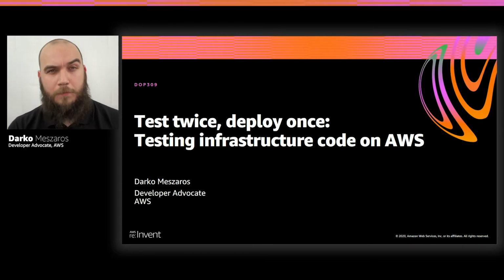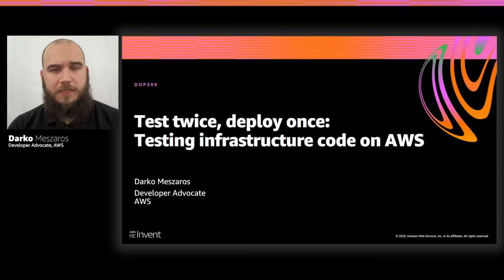The old saying goes, measure twice, cut once. So let's try to apply the same age-old knowledge to something else. Let's actually test twice and deploy once. What does this mean? Let's talk about how we can properly test infrastructure as code, or infrastructure delivery, on AWS with various tools, frameworks, and some best practices along the way.